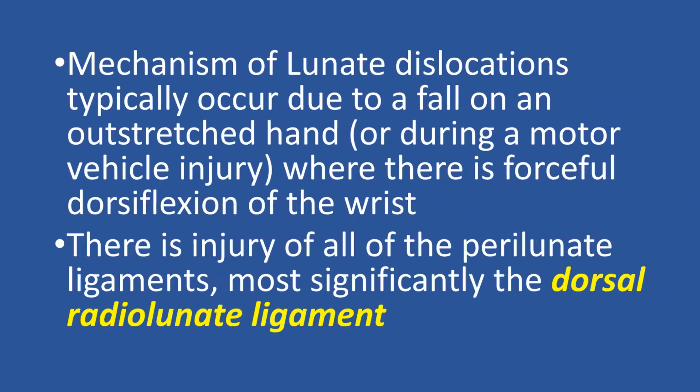The mechanism of lunate dislocation typically is a fall on an outstretched hand or a motor vehicle injury where there is a forceful dorsiflexion of the wrist. There is injury of all of the perilunate ligaments. Most significantly, and this is a question I love to ask, the dorsal radiolunate ligament.